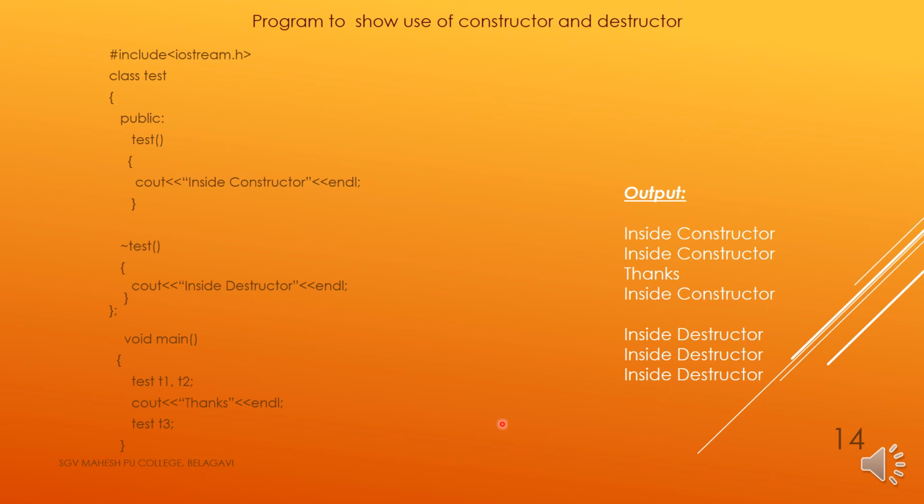So remember, while creating constructors, first you create memory for t1, t2, t3, but for destructors it's in reverse fashion. First t3 will be destroyed, then t2, then t1. So this is the output for that.